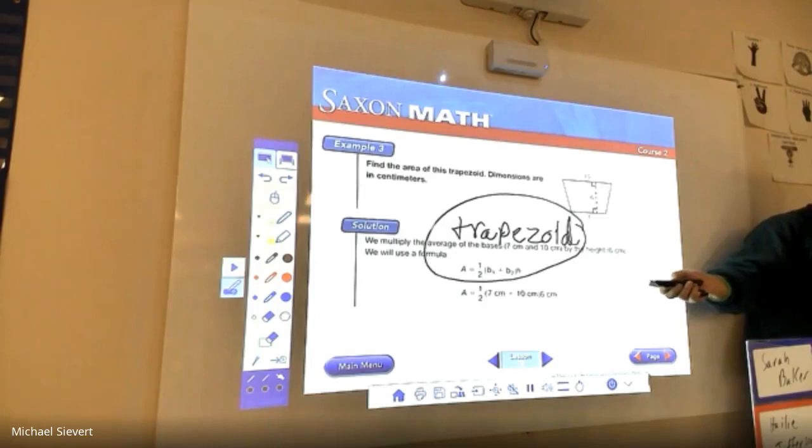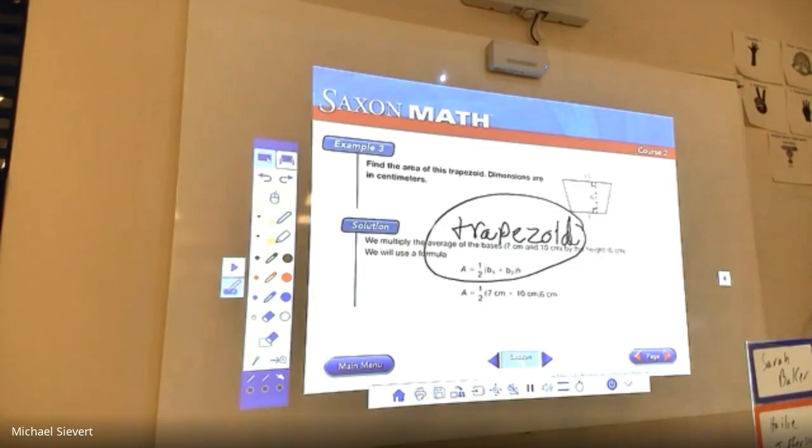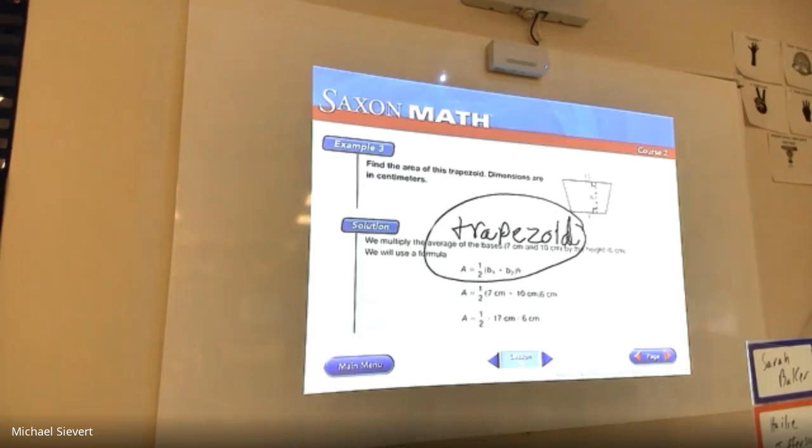Oh wait, I'm sorry, I forgot a step. So you write down the formula, then you fill everything in. So fill it in. Then you solve for the parentheses, like Lanesha said out loud, is 17.